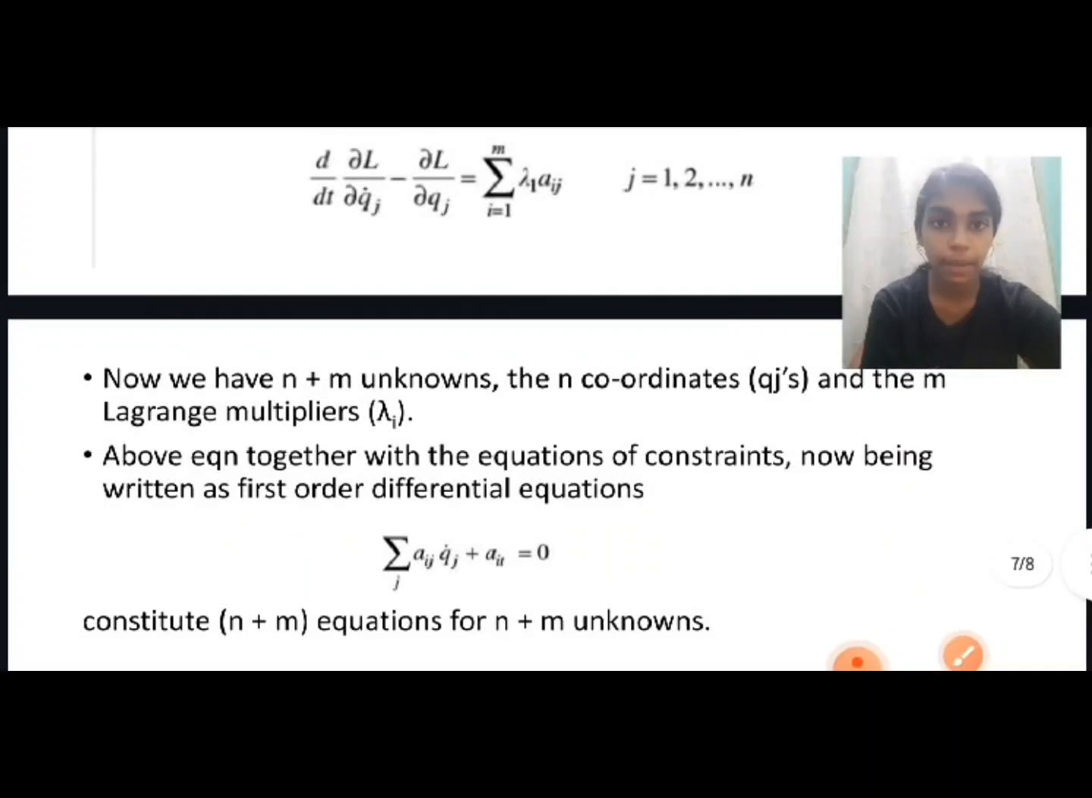Now we have n plus m unknowns. Here n is the number of coordinates and m is the number of Lagrange multipliers. As we know, the Lagrange multipliers ensure that the constraints are satisfied by the system. So when there are m constraints, there will be m Lagrange multipliers. So the above equation, together with the equations of constraints written as a first order differential equation, summation over j of aij q̇j plus ait is equal to 0, constitutes the n plus m equations for n plus m unknowns.